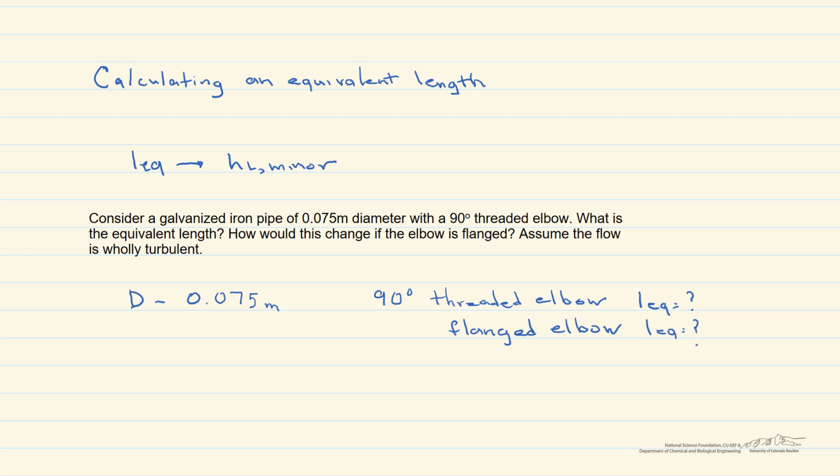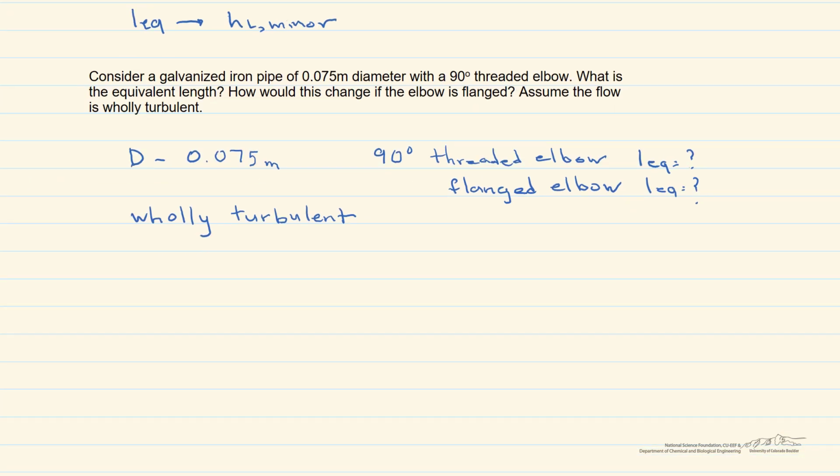For this problem, we're going to assume that the flow is wholly turbulent. So we'll start with the equation for equivalent length. The equivalent length is equal to K sub L, the loss coefficient, times the diameter of the pipe, divided by the friction factor. And this K sub L is the loss coefficient, and it depends on the geometry.